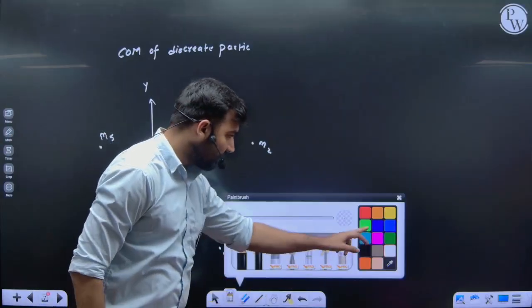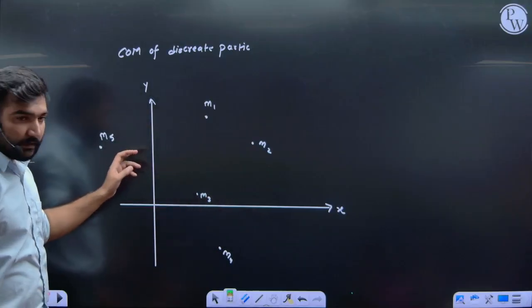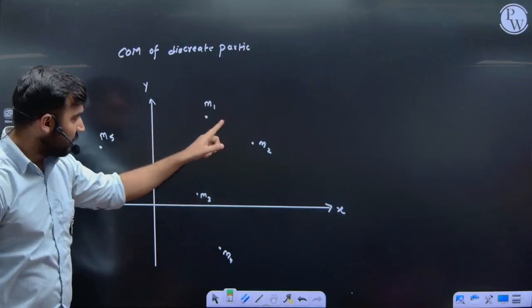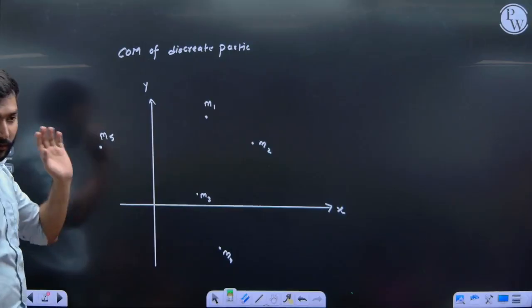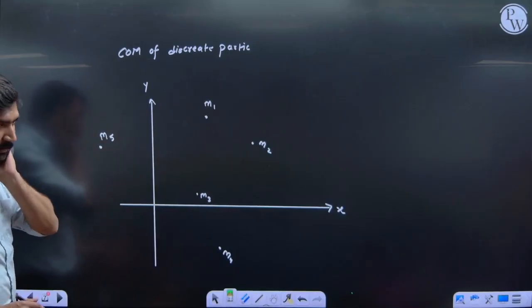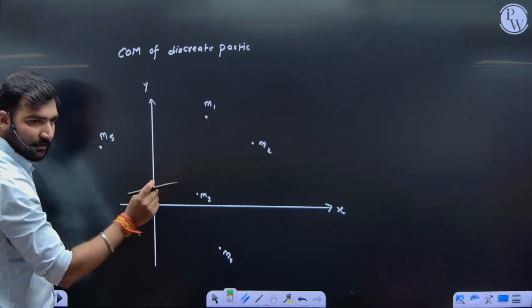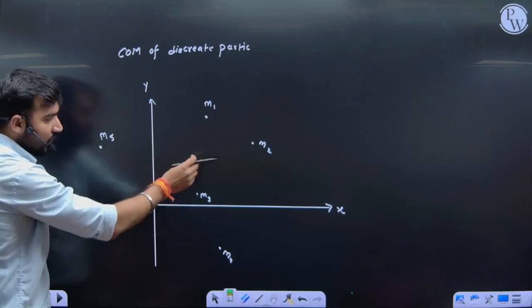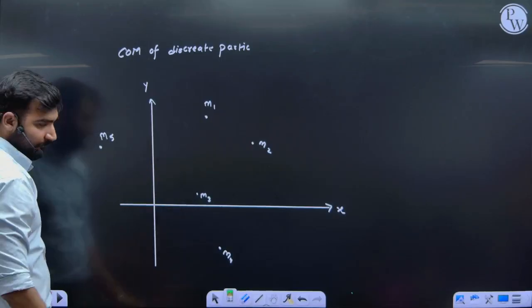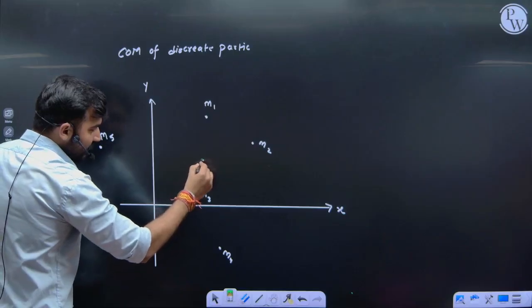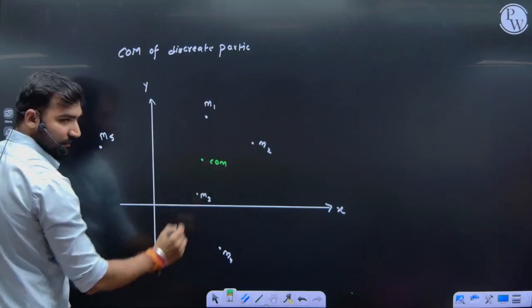So what does it mean? They are discrete particles. One particle, this 1, 2, 3, 4, 5. I want to calculate the center of mass. It means that I can remove all the 5 masses and point out just one place where we can consider this whole mass is concentrated. Let's say their center of mass lies in this point.